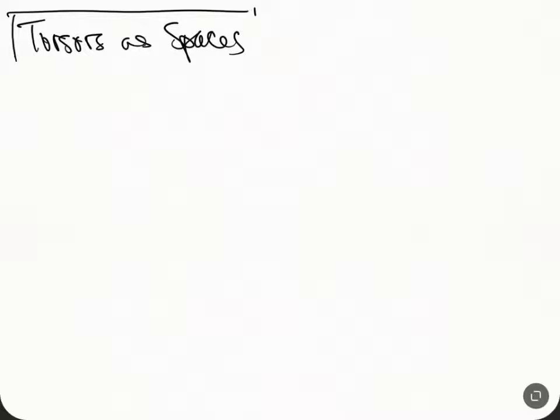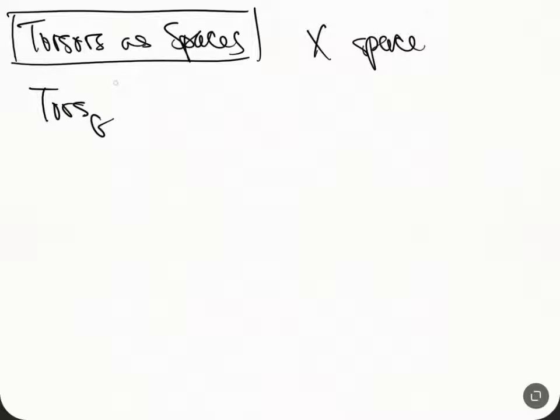All right, I'm gonna keep going. So the other thing I want to talk about is torsors as spaces. Okay, so for torsors as spaces, we're going to take X to be a space, and then I can define torsors G over X. So these are going to be left G torsors.